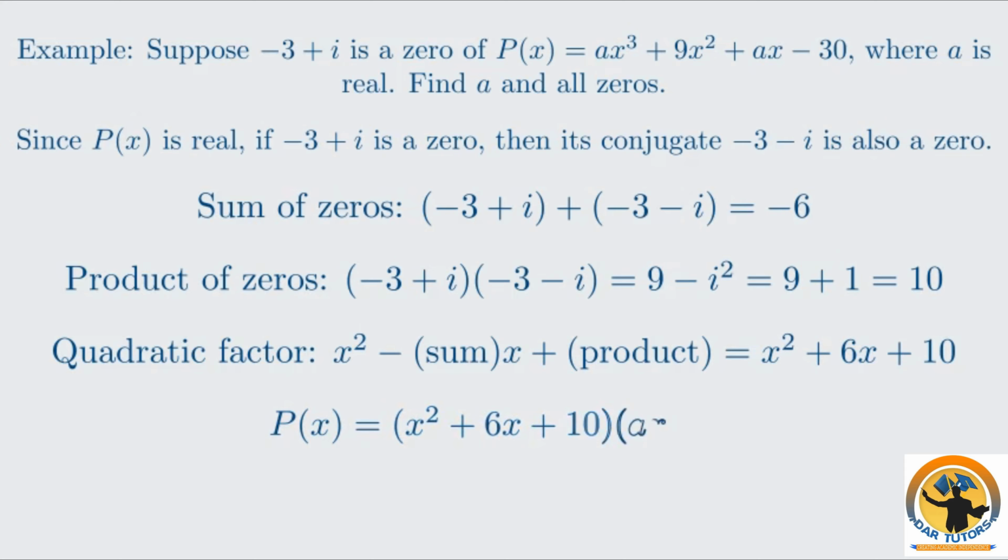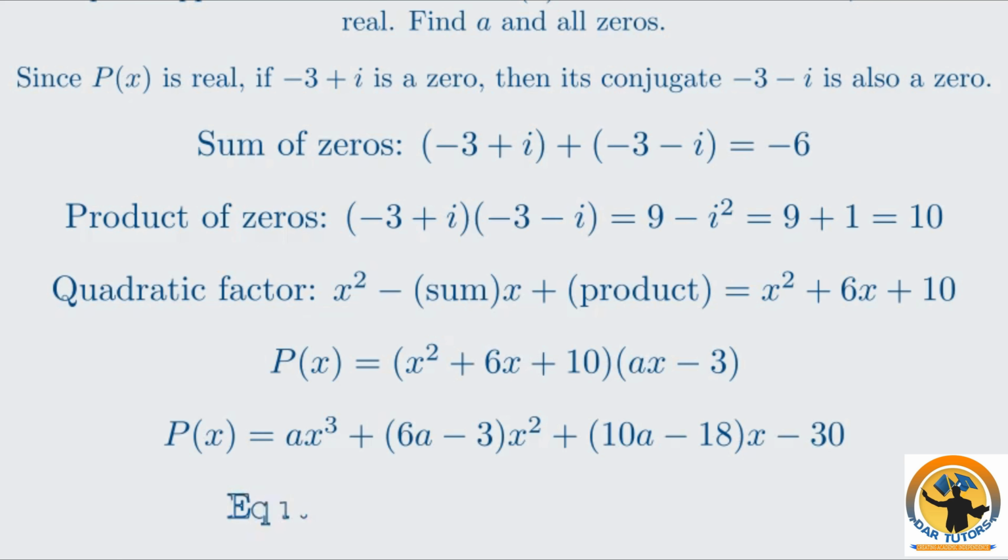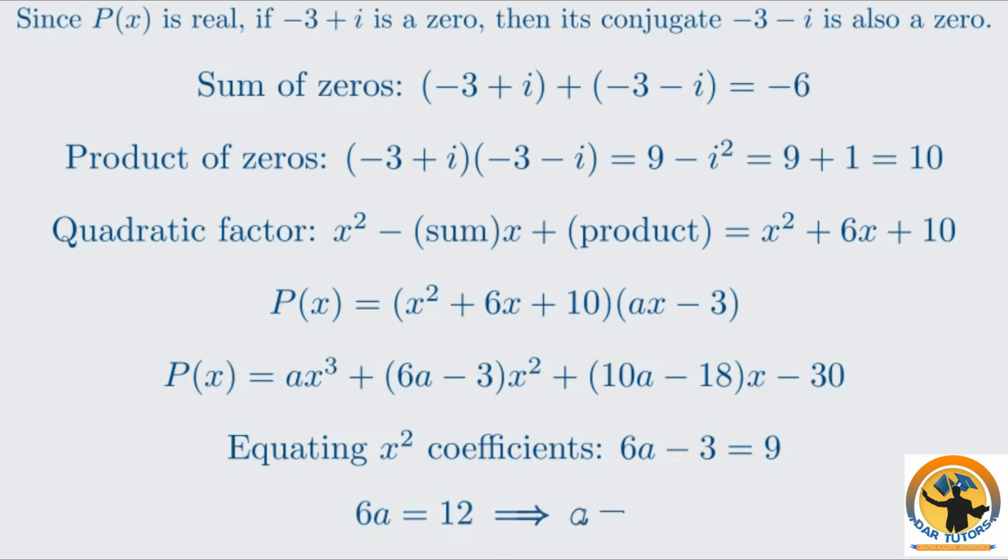We know the leading coefficient is a, and the constant term is minus 30, which must be the product of 10 and minus 3. Expanding this, we get ax cubed plus (6a minus 3)x squared plus (10a minus 18)x minus 30. Now we equate the coefficients of x squared from this expansion to the original polynomial. We get the equation 6a minus 3 equals 9. Solving for a, we find a equals 2.